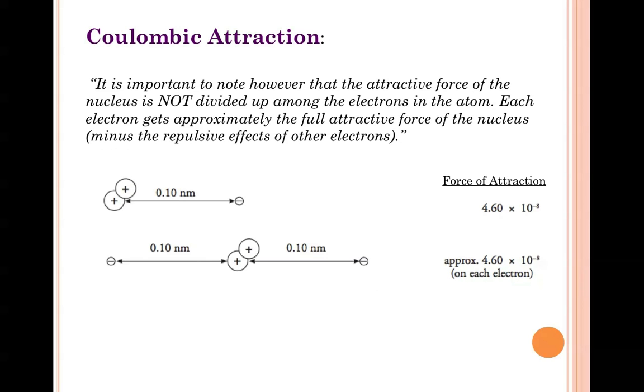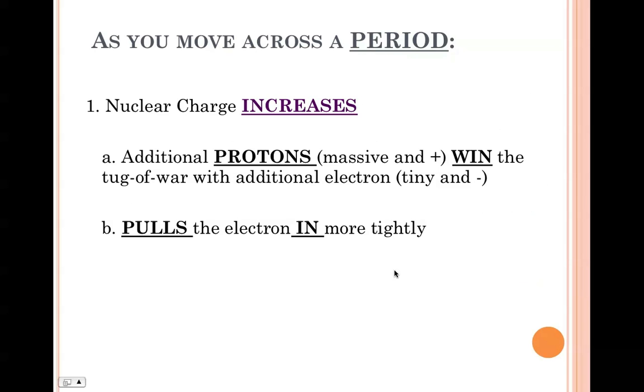Now, one thing I also want to point out from the POGIL that you arrived at the very end is that it's important to know that the attractive force is not divided up by the electrons around the nucleus in the atom. Each electron gets approximately the full attractive force of the nucleus. However, we're going to look at what happens between the kernel electrons, when there's interference between the nucleus and the desired valence electron. I just want to point this out because this is going to come up in a later slide, and I want you to recall this from the POGIL that we already did.